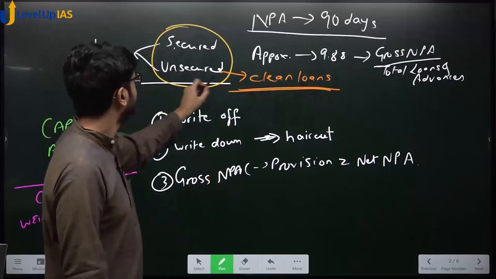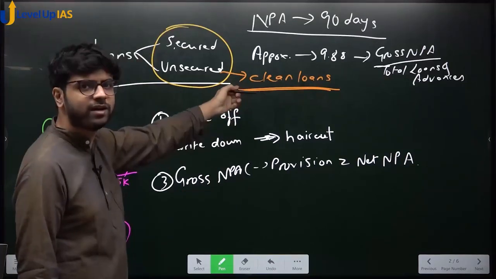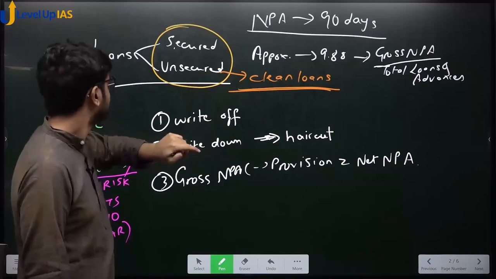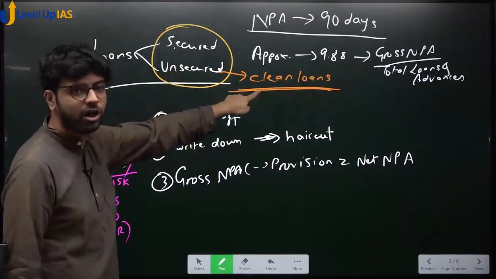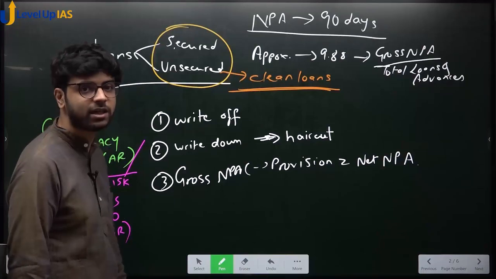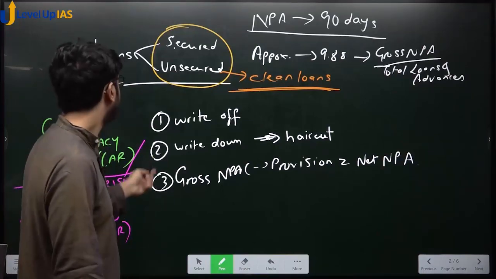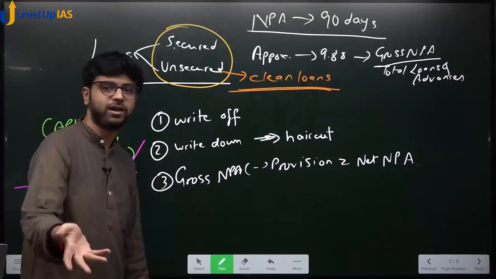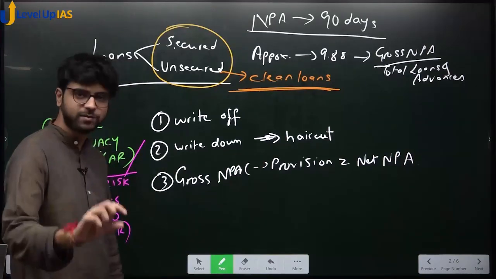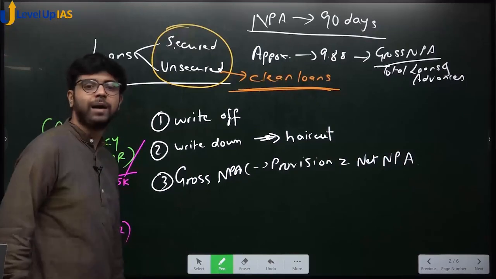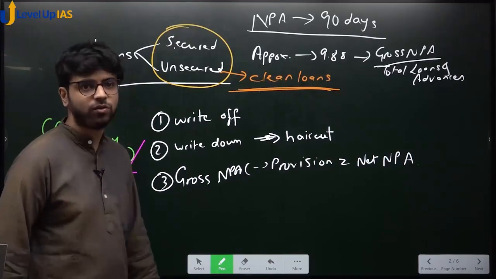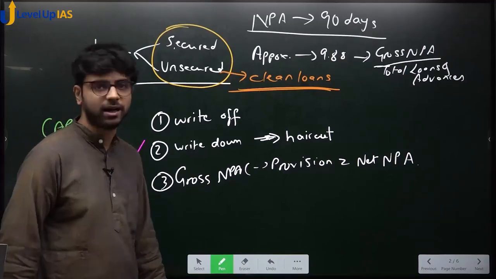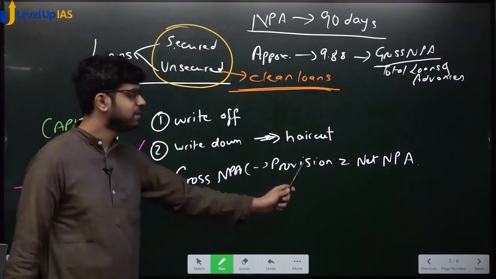Simple. Secured loans are called clean loans. Why? Because they don't have any security, they are clean. Are clean loans riskier or less risky? Sorry, I said secured. Unsecured loans are called clean loans. Are they riskier or less risky? Riskier, more risky. Okay? Write off, you know, is writing it off completely. Write down is writing off a part of it. Haircut is the difference between them. If the bank says 1 lakh rupees I have given as a loan, and that person says, sir, I'll be able to pay 82,000 only, then 18,000 is the haircut. Right. Gross NPA minus provision is net NPA.